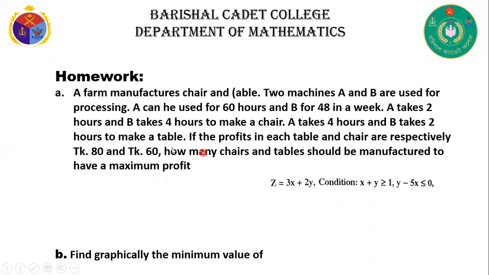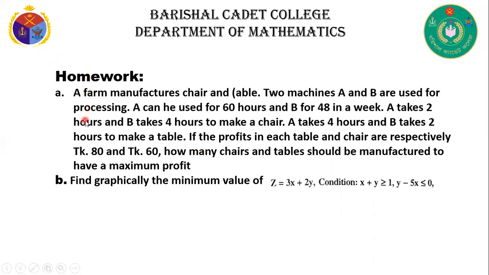Now this is your homework. A firm manufactures chairs and tables. Two machines A and B are used for processing. A can be used for 60 hours and B for 48 hours in a week. A takes 2 hours and B takes 4 hours to make a chair. A takes 4 hours and B takes 2 hours to make a table. If the profit on each table and chair is respectively taka 80 and 60, how many chairs and tables should be manufactured to have a maximum profit?